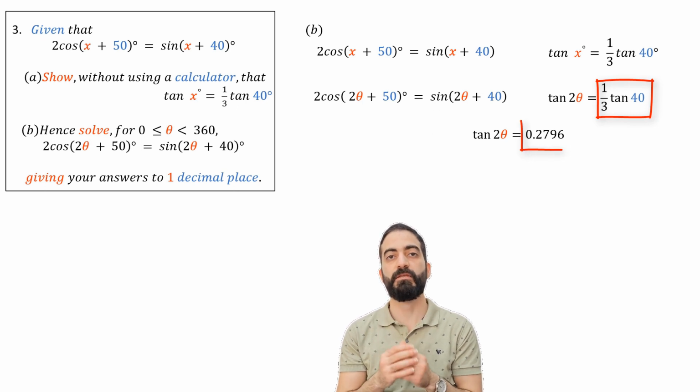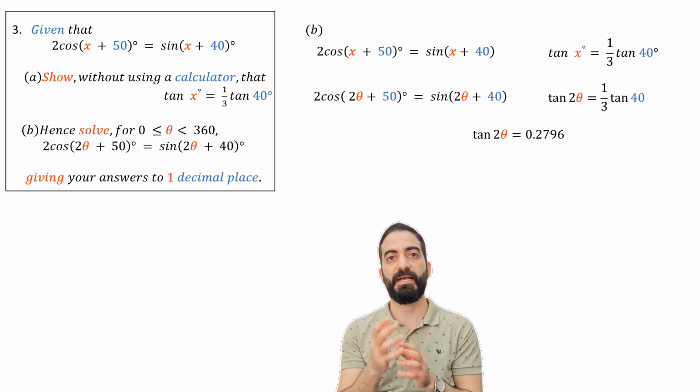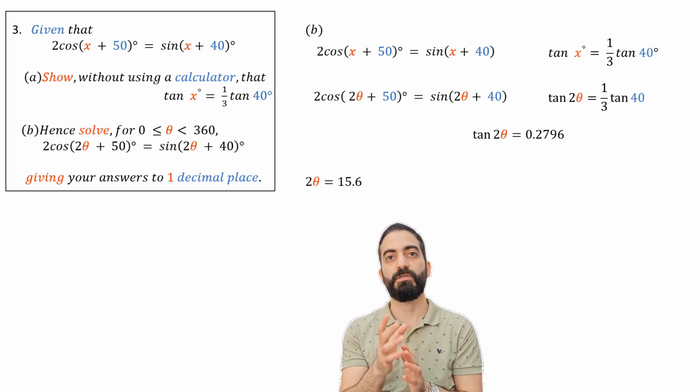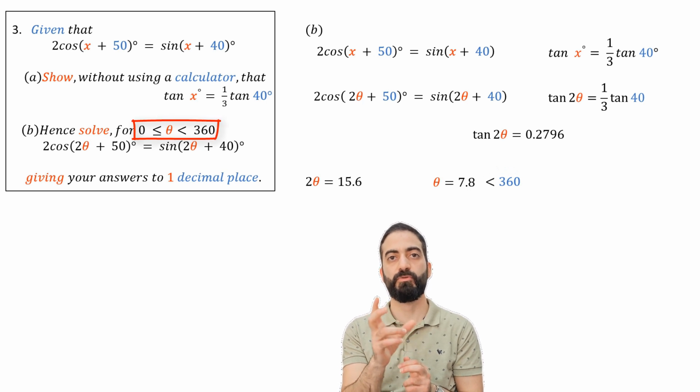and we get the answer 0.2796. Also, by using the calculator, we can get the answer of 2θ, which is 15.6, meaning that θ = 15.6 over 2, so equal 7.8. And it meets this condition, meaning that it is between 0 and 360 degrees.